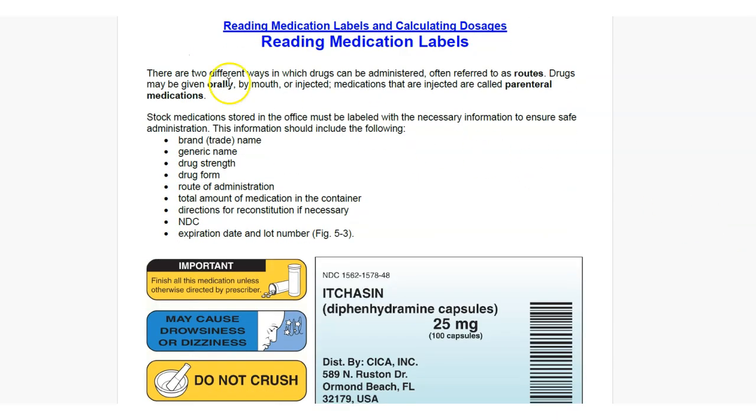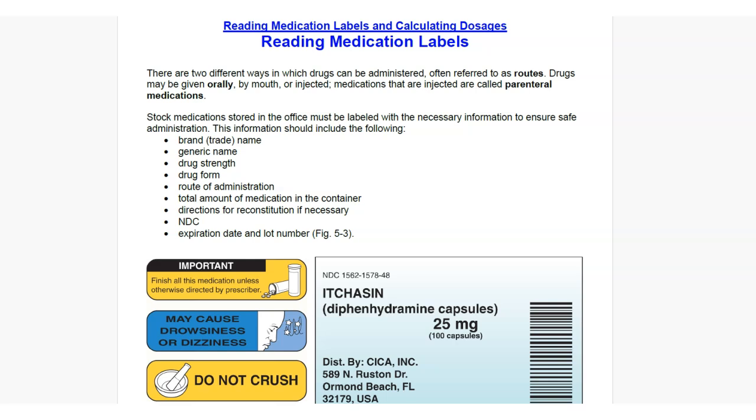All right. And then next, let's talk about reading medication labels. There are different ways, or routes, wherein we can administer medications. So drugs can be given orally, by mouth, injected, and so on, right? Medications that are injected are called parenteral medications. Anyway, stock medications stored in the office must be labeled. So if you have something stored, make sure that it's labeled appropriately, that it has all the necessary information so that we can administer it safely.